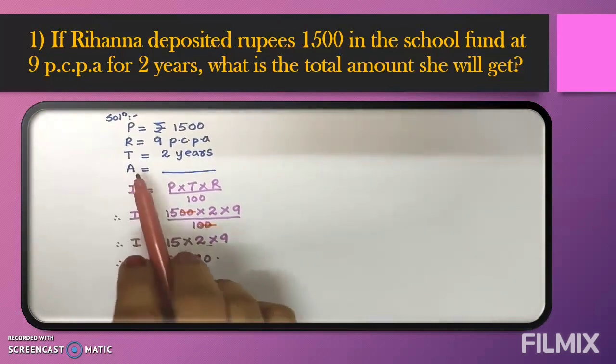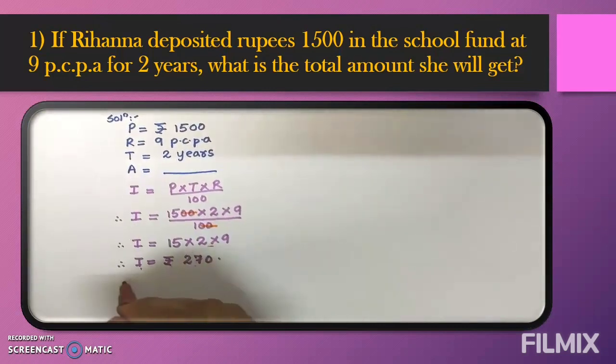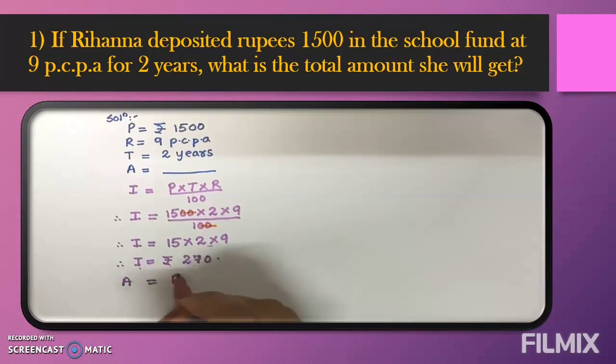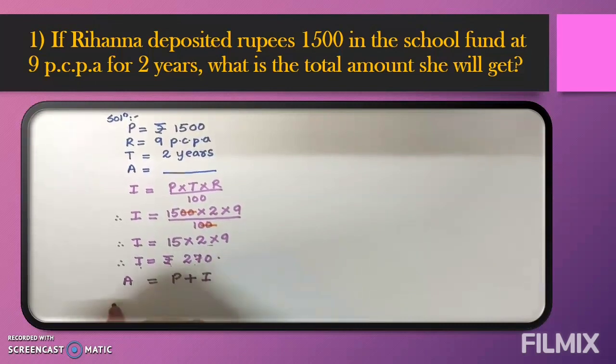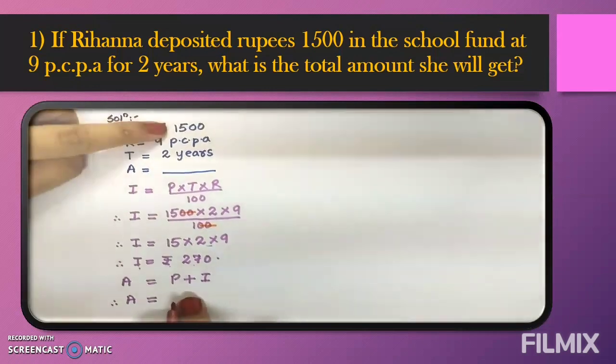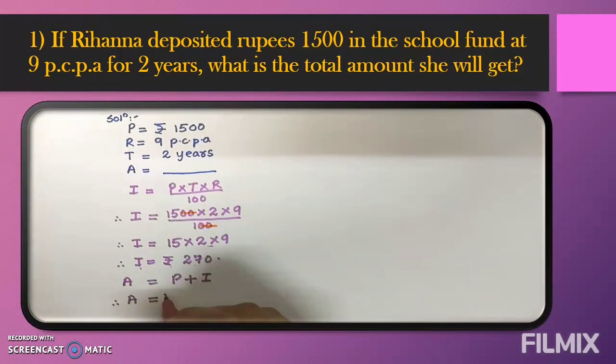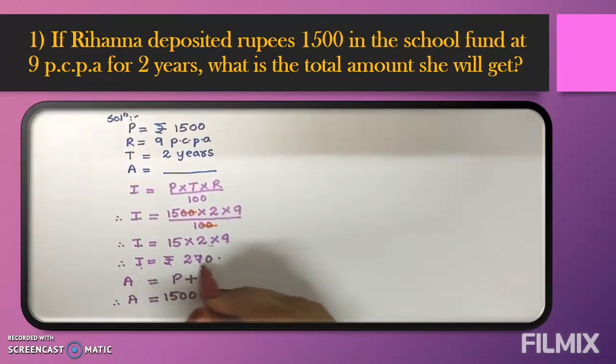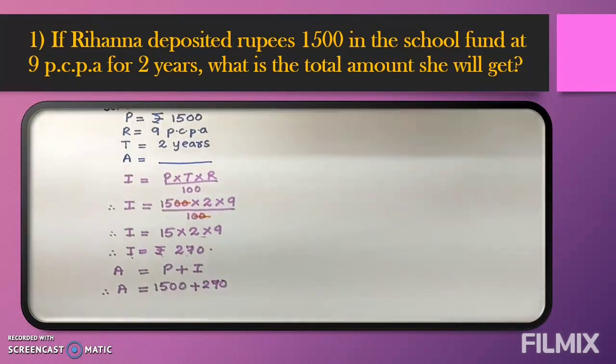But in the question they are asking the amount. So I explain to you the formula for amount. Amount is equal to P plus I. So this A, as we have to find out, we will write the same is equal to, what is the value of P? P is 1500. So here we will write 1500 plus I. I is how much? 270. Just now we got the value. So we will write here 270.